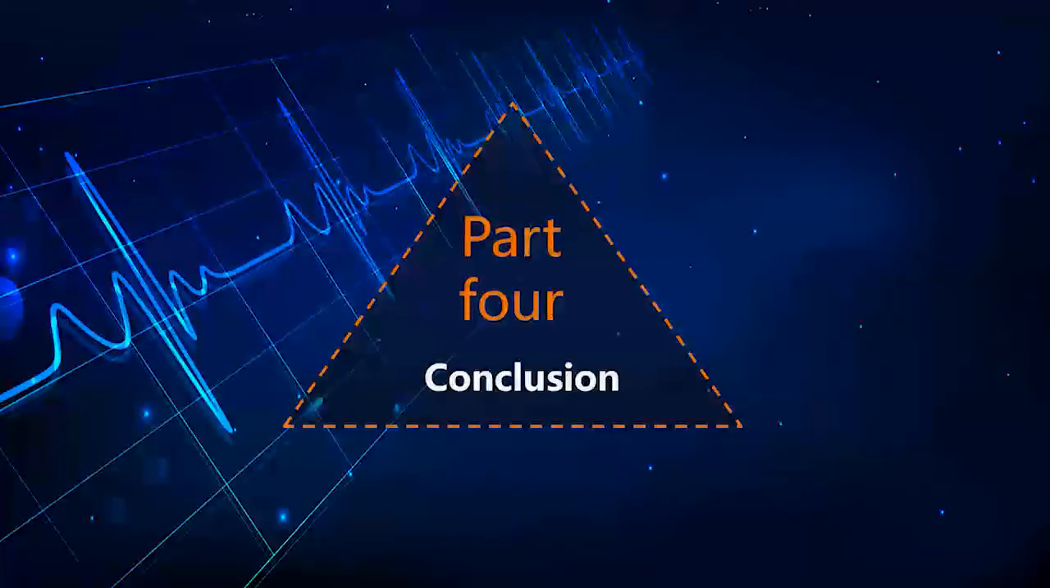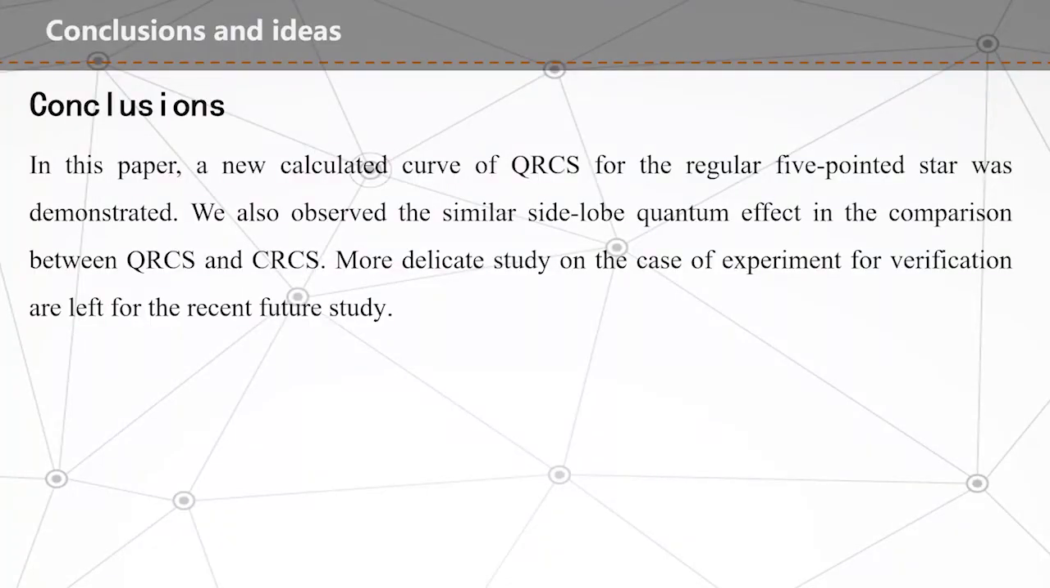Finally, we should show our conclusion. In this paper, a new calculated curve of QRCS for the regular 5-pointed star was demonstrated. We also observed the similar side-lobe quantum effect in the comparison between QRCS and CRCS. Therefore, more dedicated study, including experiments for verification, is left for future study.